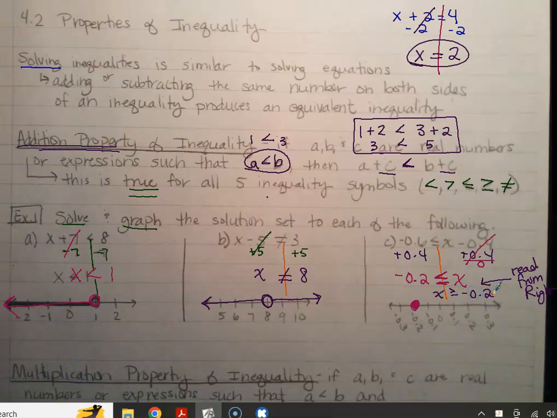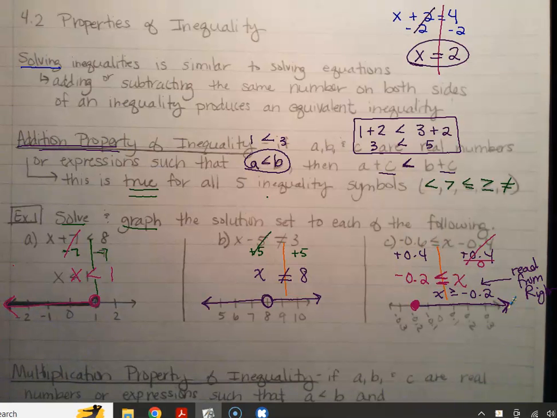Because we wrote it that way, it's like we took all of this and flipped it, and we flipped the symbol too. So x is actually greater than or equal to negative 0.2. That means my line is going to the right, to the greater than sign. So it's helpful if your variable is on the left when it comes to graphing. All right, perfect.